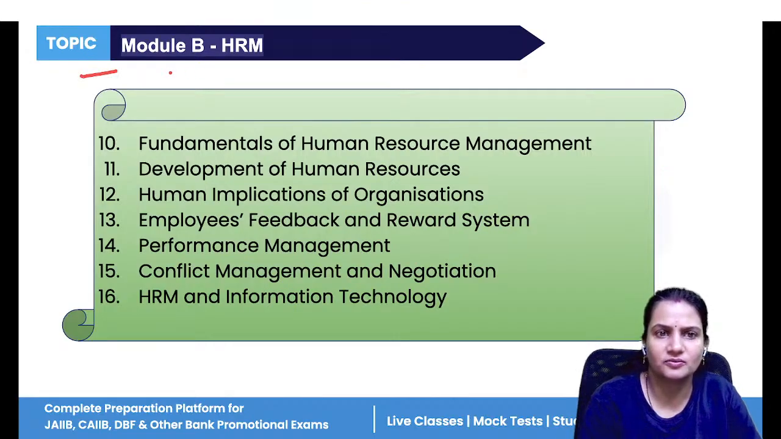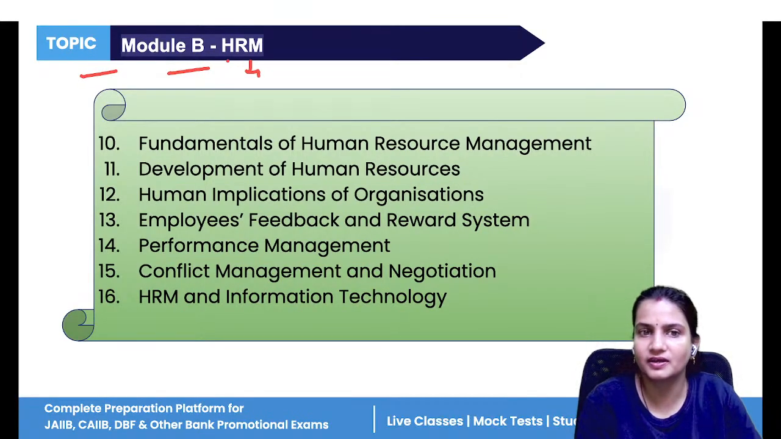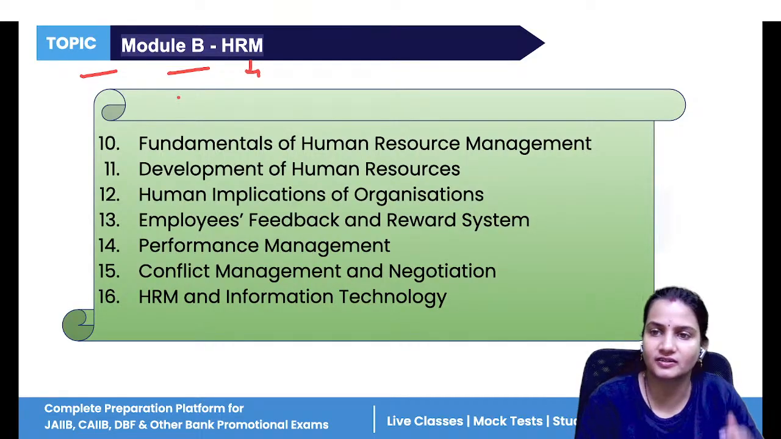Now, next is all about module B, HRM. So it is a theoretical module. It will tell you how to manage your company, how to manage your human resource, how to manage other elements of the company. Then fundamentals, development.